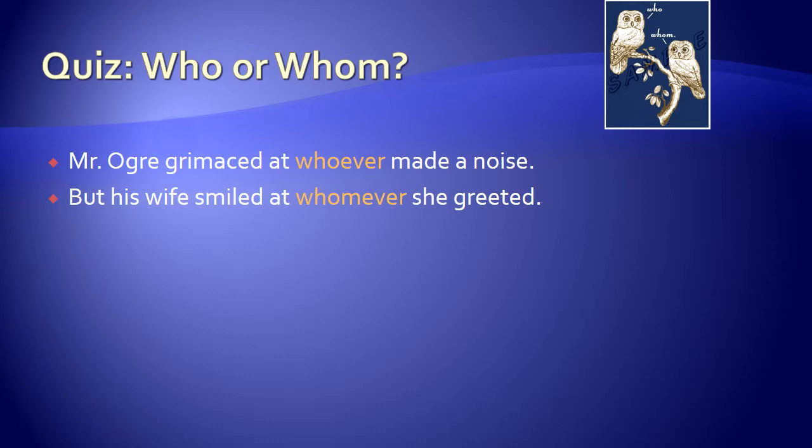But his wife Wilma smiled at whomever she greeted. The preposition at introduces an entire noun clause here that starts with whomever she greeted, but here whomever is the object of the verb greeted. She greeted whomever she saw.